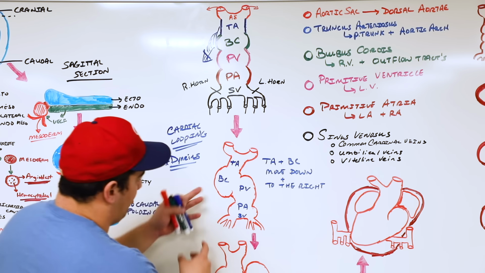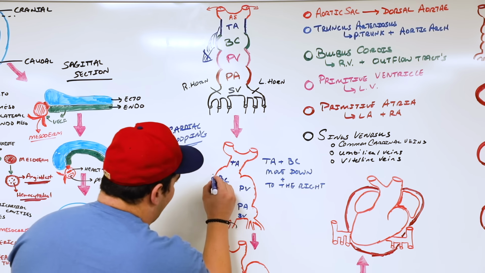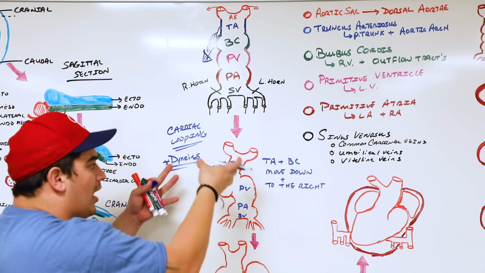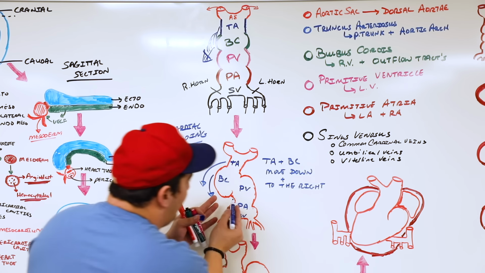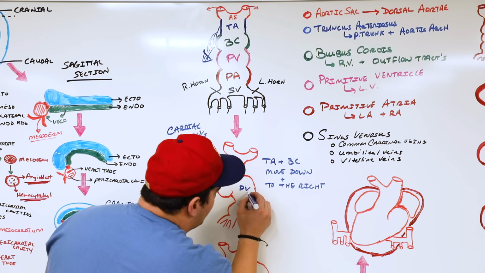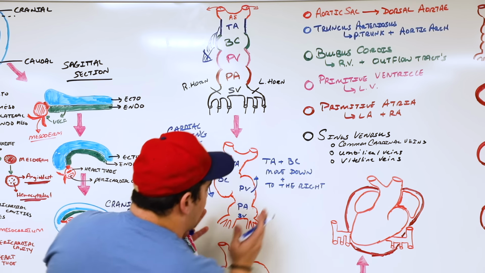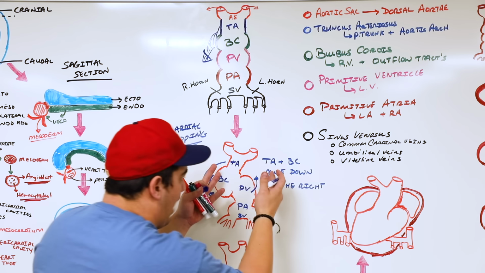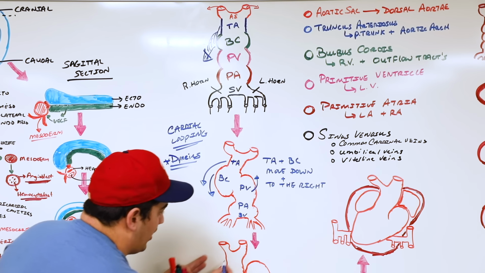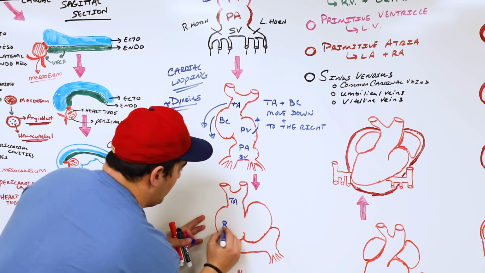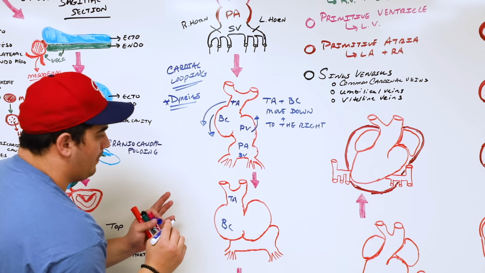Then the bulbus cordis continues to move downward. The truncus arteriosus continues to move downwards and to the right. But then the primitive ventricle starts to move towards the left of the midline. So now the primitive ventricle is going to start moving to the left of the midline. So now look what happens. As that happens, the truncus arteriosus and bulbus cordis move a little bit more downwards and to the right. So you get this configuration here.